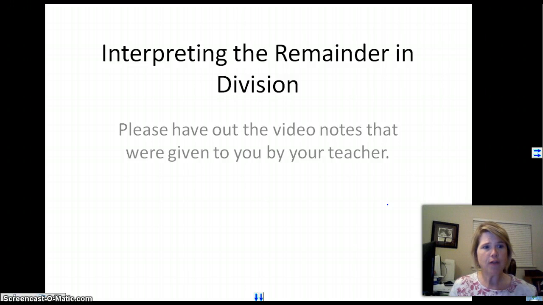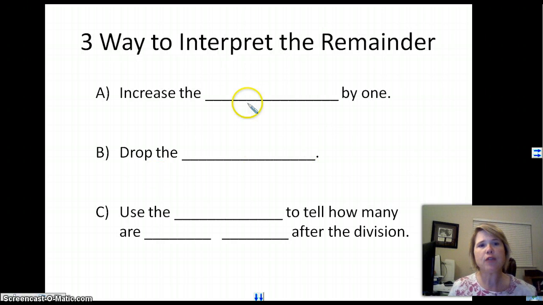Alright, so the first page that I have for you are the three different ways, and I realize that this needs to have an S on it after I made that. So three ways to interpret the remainder. Okay, the first one is going to be when you have a remainder, you're going to increase this word, quotient, Q-U-O-T-I-E-N-T. We're going to increase the quotient by 1. For example, if I have 16 remainder 5, I'm going to increase my 16 to the number 17, and we're going to do examples of those.